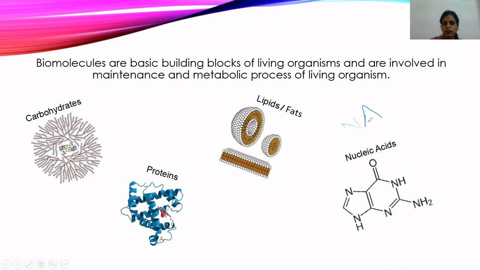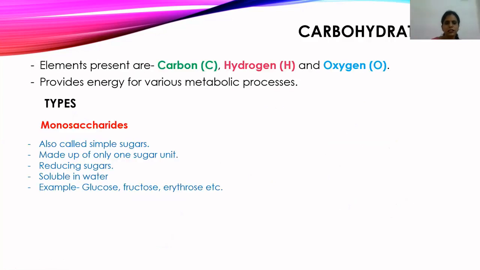DNA, isn't it? So DNA and RNA, these genetic materials, are actually nothing but nucleic acids. So nucleic acids are the genetic material, DNA or RNA. So DNA and RNA also come under biomolecules. So we will discuss these biomolecules one by one. First, we will discuss carbohydrates.